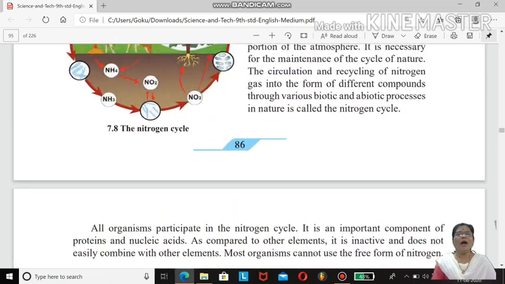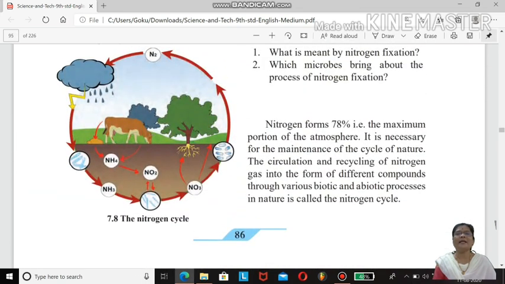Students, you have to write the diagrammatic representation of diagram number 7.8 in your notebook and write down the definition of nitrogen cycle and the uses.